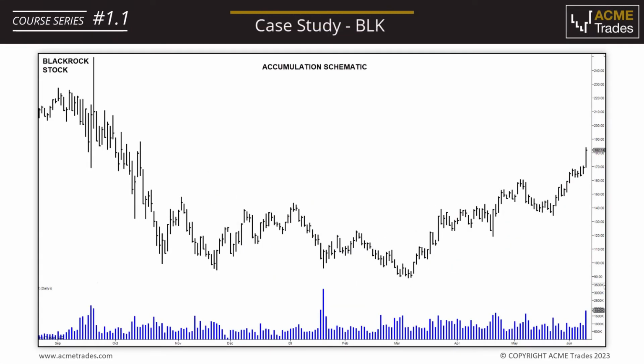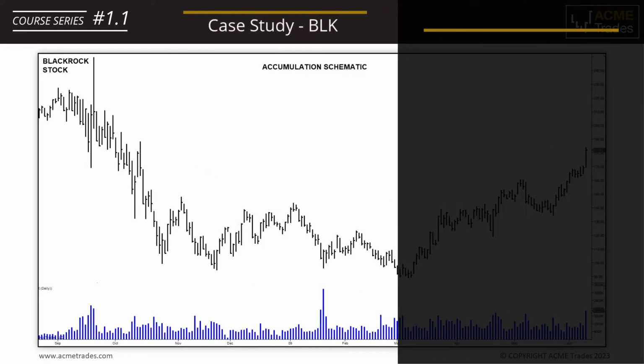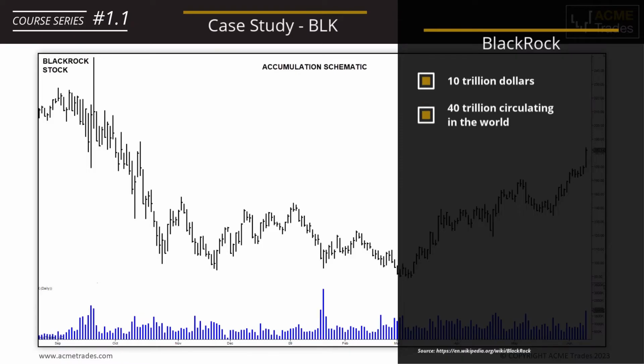Let's apply newfound knowledge to a case study. So here is BlackRock. It is a stock and the largest asset manager in the world. It has $10 trillion. Yes, $10 trillion in assets under management. This was around Jan 2022. And for context, there is currently around 40 trillion in circulation around the world, meaning that BlackRock manages a quarter of the world's money. And yes, we can apply Wyckoff schematics to BlackRock, ticker BLK.